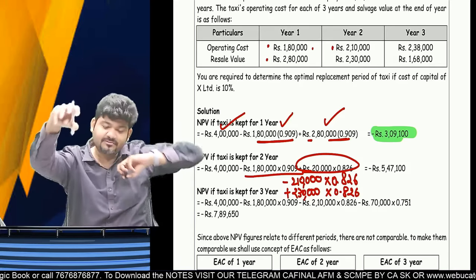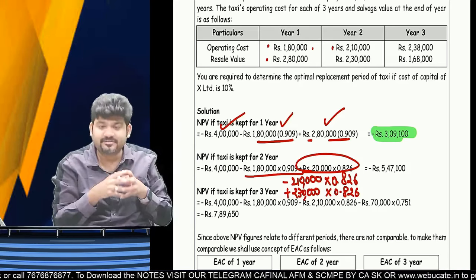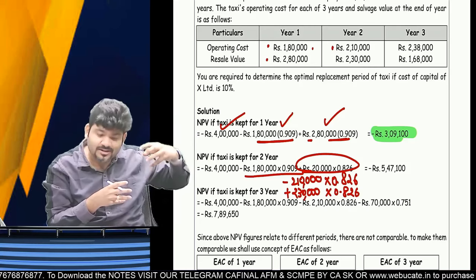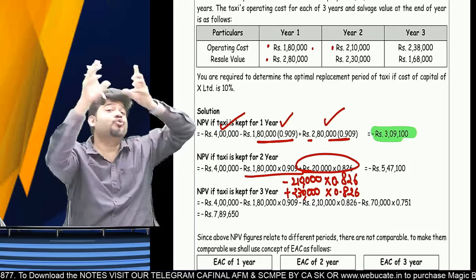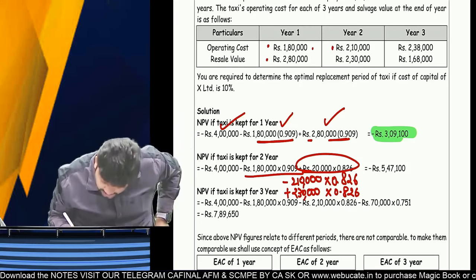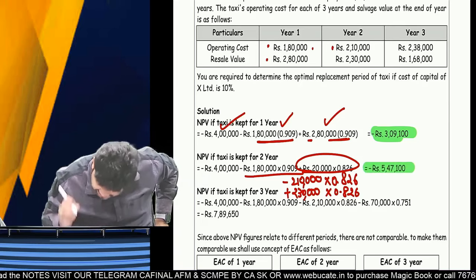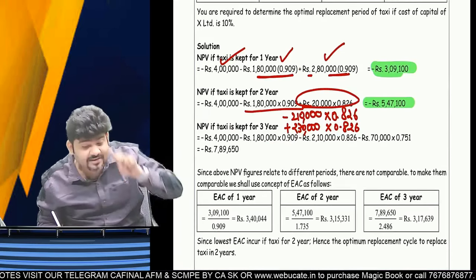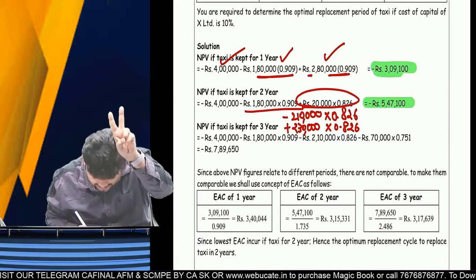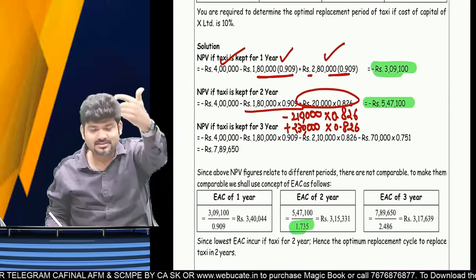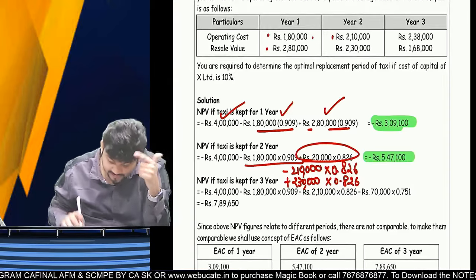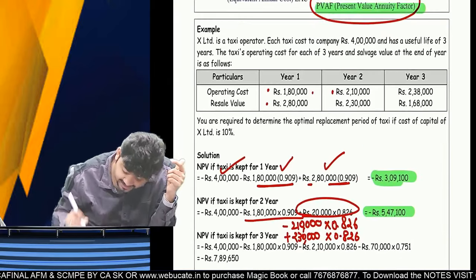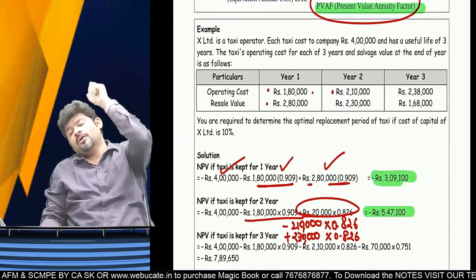After 1 year, I will have to incur 1,80,000. Get it at present value. And today only I will have to incur 4,00,000. So for 2 years, I have incurred a cost of 547,100. Because I have incurred this cost for 2 years, I should ideally divide it by 2. But instead of dividing it by 2, we are making it more precise by dividing it by the present value annuity factor for 2 years.